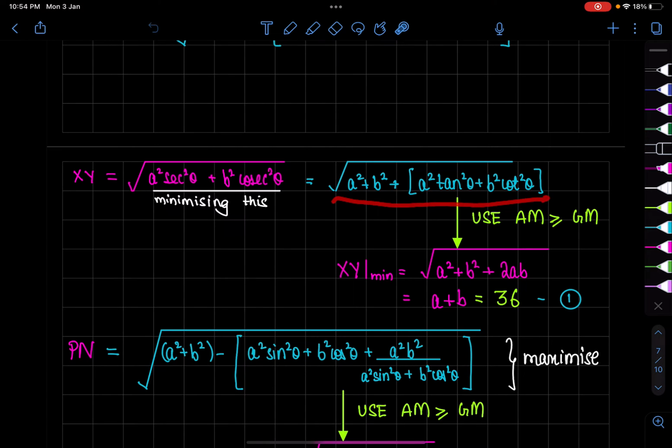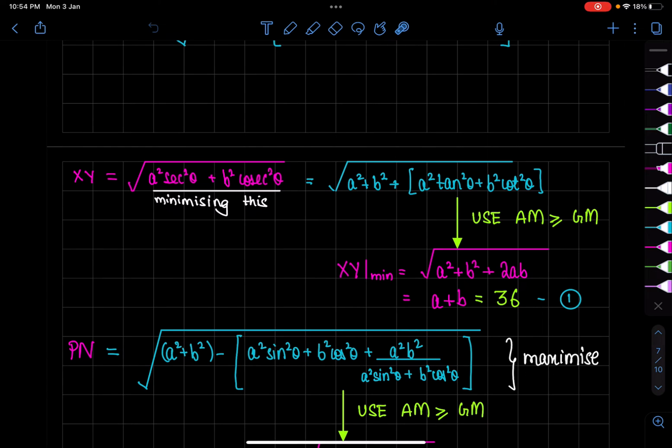So I get this, and again, as these terms are positive, I can directly use the inequality AM is greater than or equal to GM on these two terms, and using that I get that this term is always greater than or equal to twice of ab. Sorry, twice of ab. So again, I put that because since this is greater than that, this would also be always greater than that.